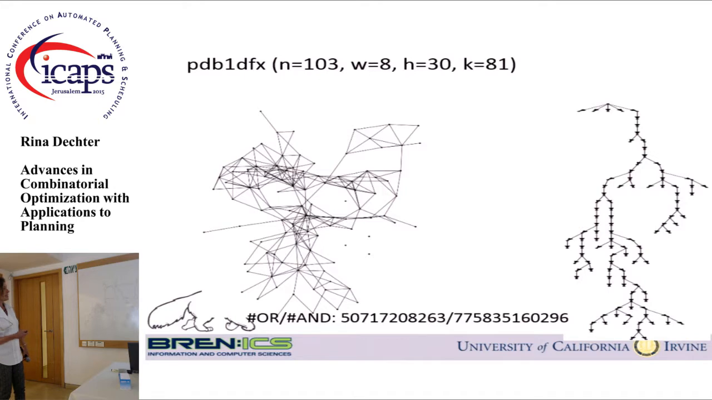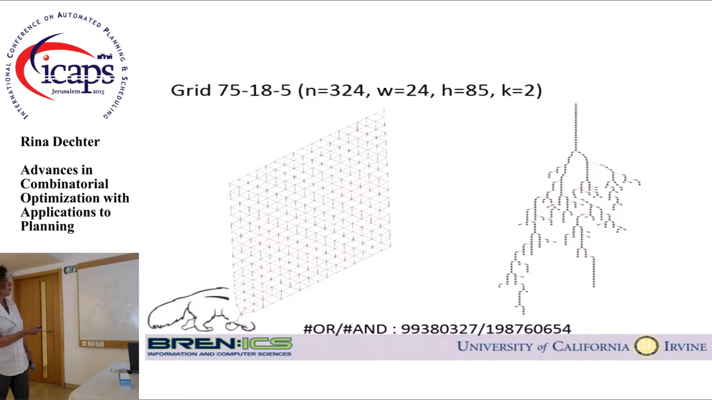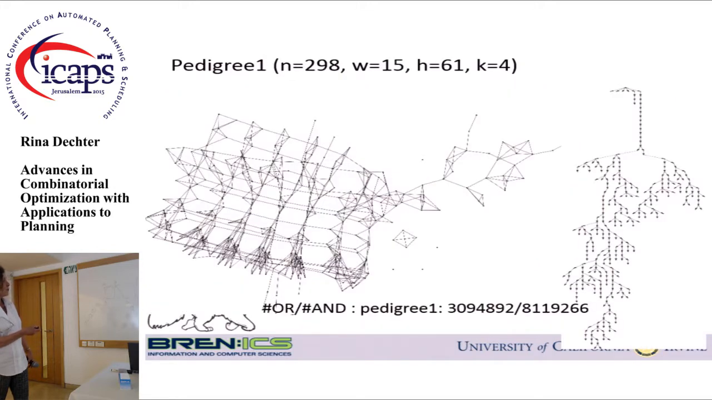This is an example of a PDP network, protein networks, and this is a pseudo tree, and these are the numbers for the state space, the context minimal state space. You can also see what kind of width. The width here is very small, it's 8, but the domain size is very big, 81. Here, the width is 24. For this instance, domain size is 2. Here it is 15, domain size is 4.